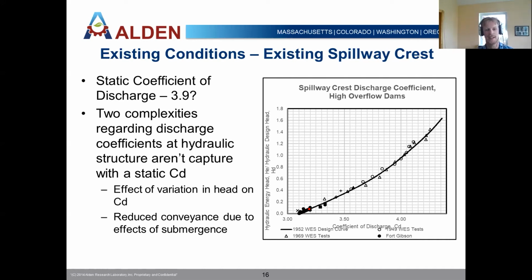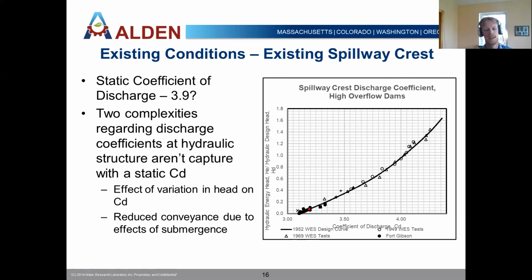By just picking a static discharge coefficient, you're not capturing two important considerations. The first is how your discharge coefficient varies with head for a given structure. The figure on the right shows different Army Corps tests for an OG crest spillway, and you can see that the discharge coefficient can vary anywhere from just over 3 to over 4. Again, thinking about this project and within a no rise, you really want to have confidence in how you're resolving that spillway.